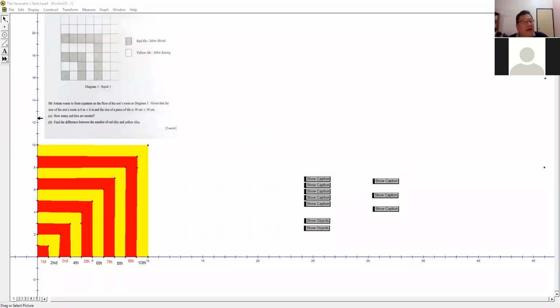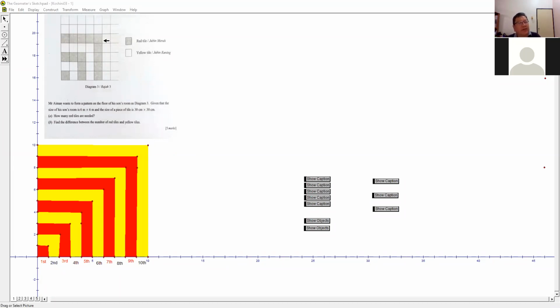Now the problem is like this. Ayman wants to form a pattern on the floor of his son's room as in diagram 3. Given the size of his son's room is 6 meter by 6 meter and the size of a piece of tile is 30 cm by 30 cm, how many red tiles are needed?